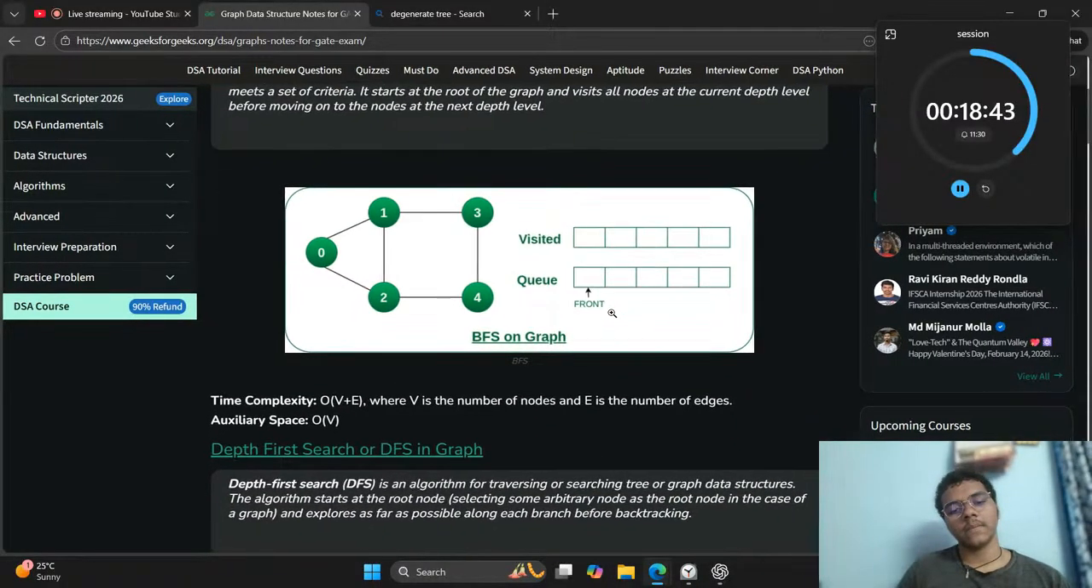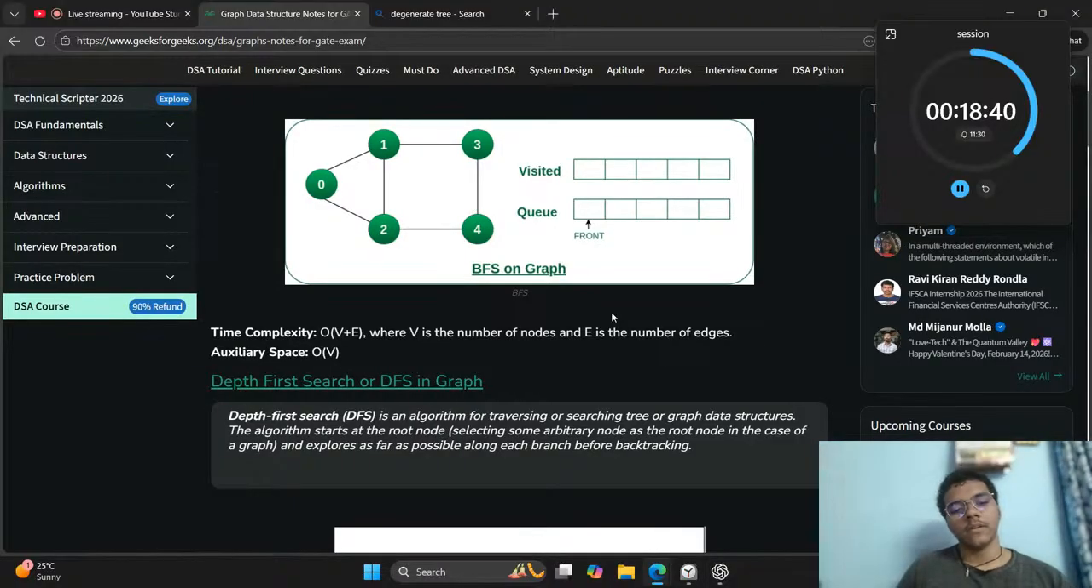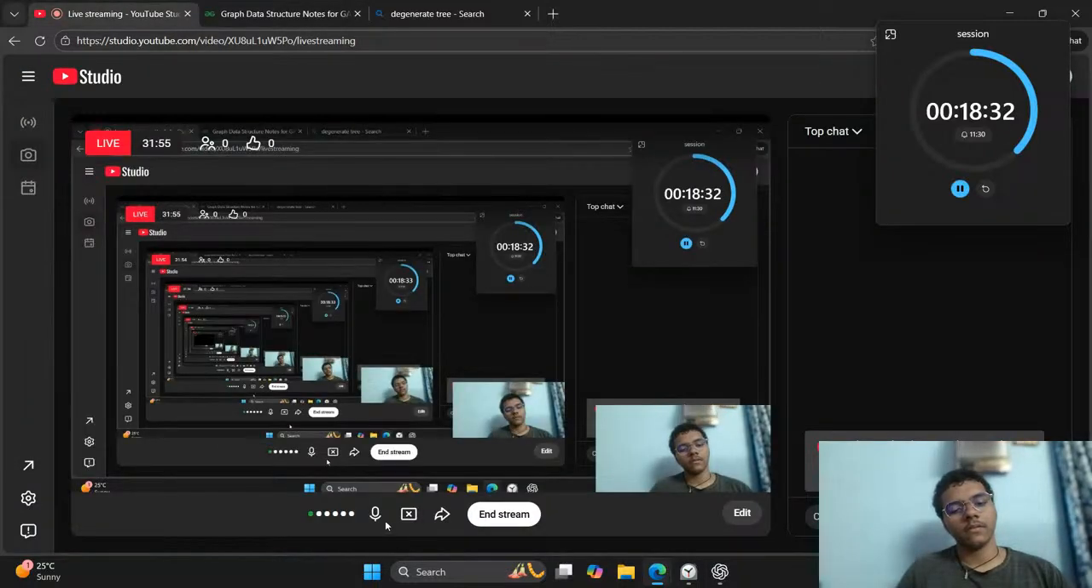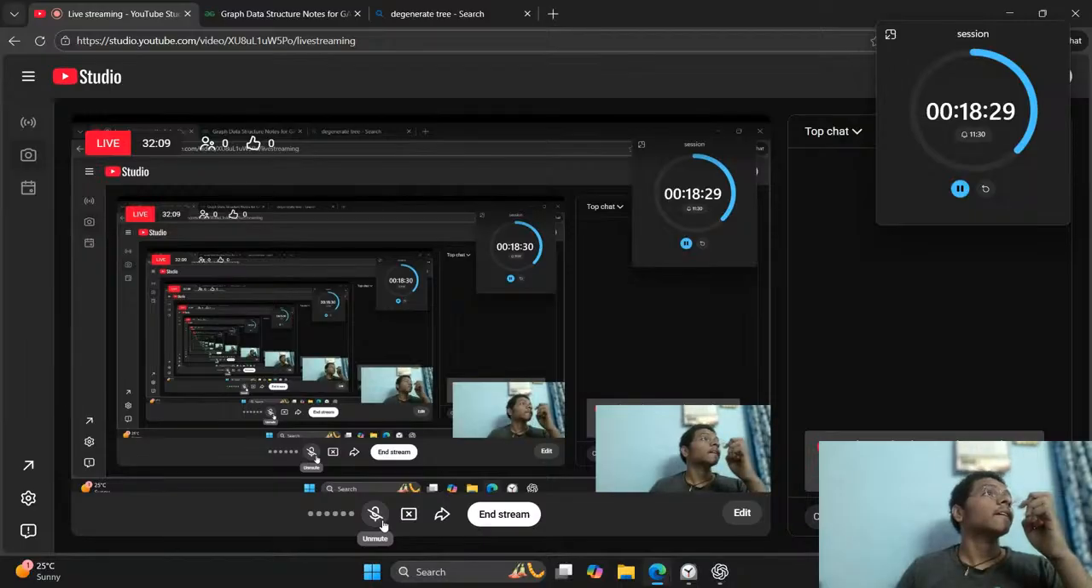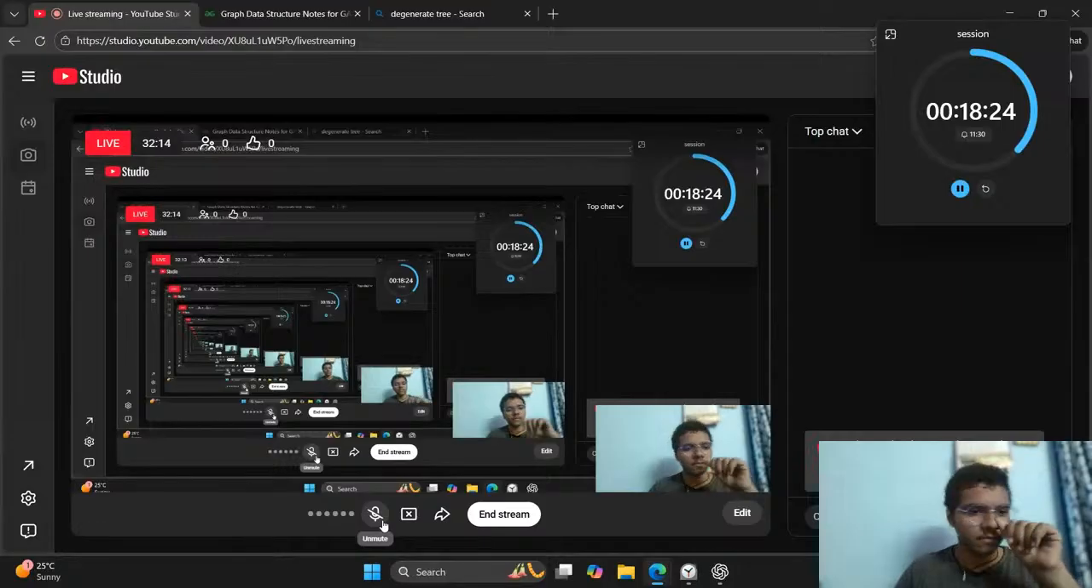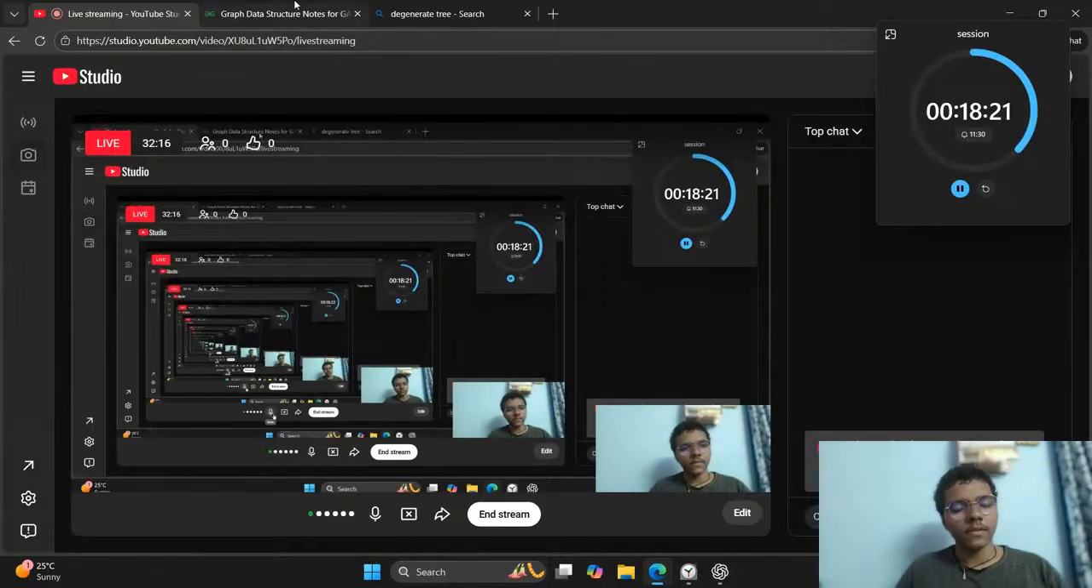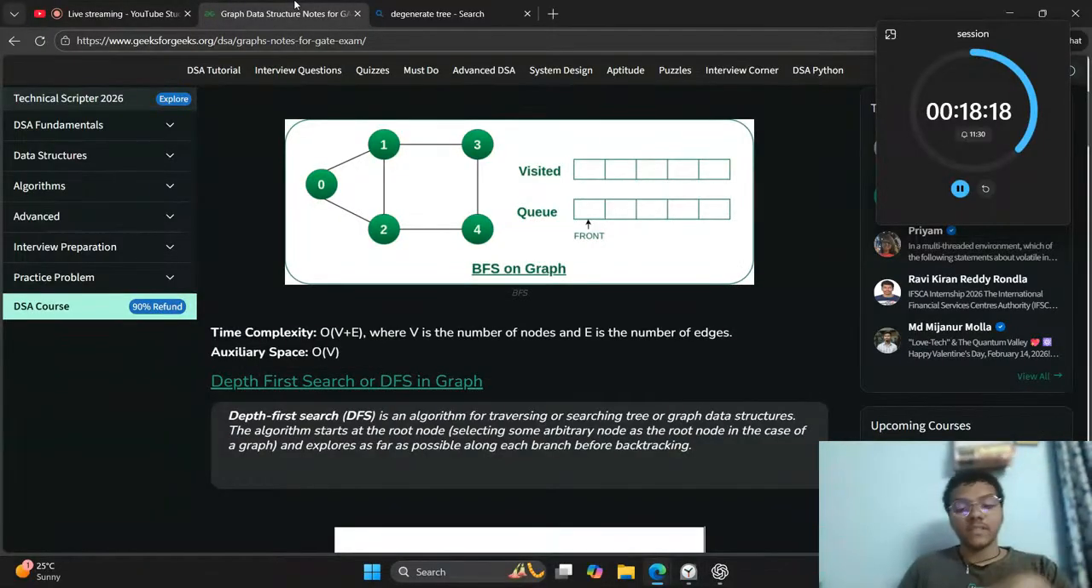Just because the word depth is written, it does not mean depth first search. Depth first search is an algorithm for traversing or searching a tree or graph data structure. The algorithm starts with the root node, selecting some arbitrary node as a root node in the case of a graph, and explores as far as possible along each branch before backtracking.